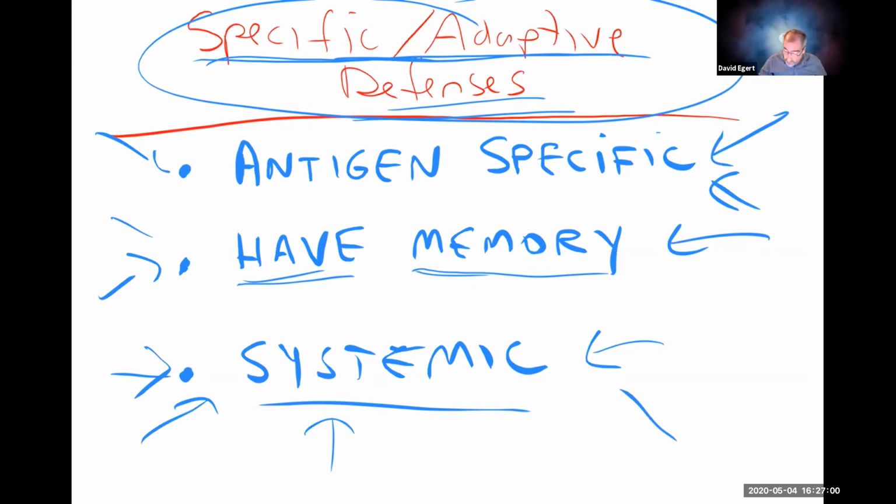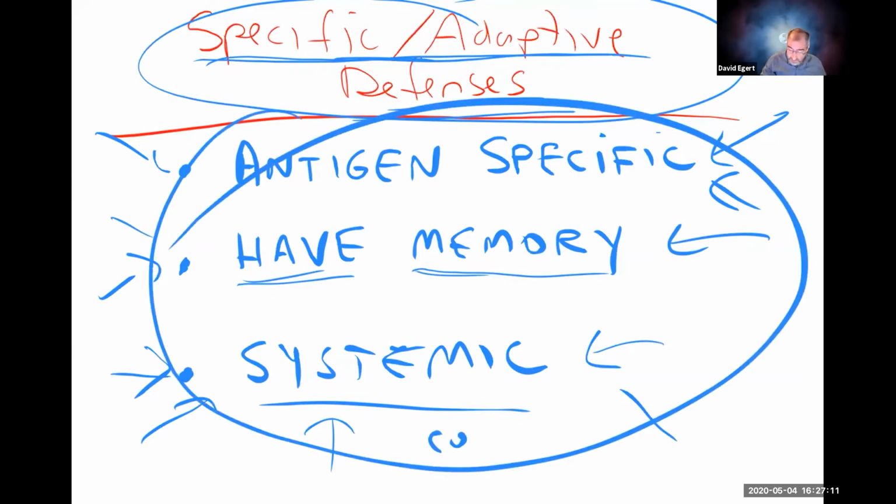So next, what we can do is talk about the different branches and how those branches are different. So these are commonalities. Okay. Next, we're going to talk about the two branches of the specific immune system.